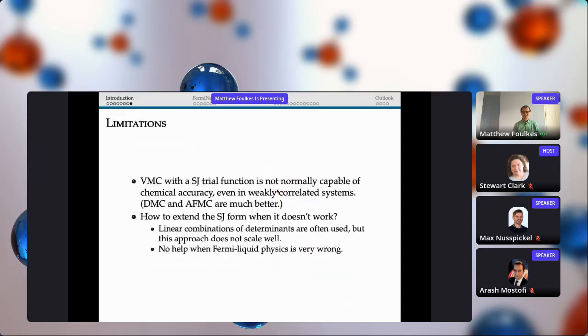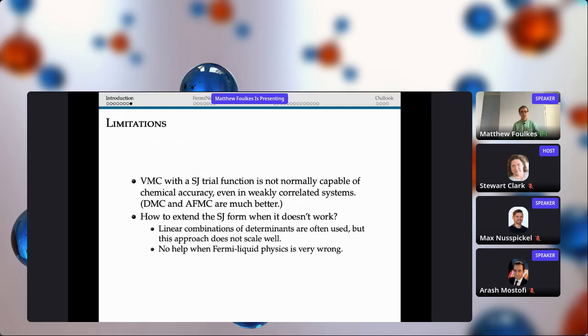That gets complicated. Limitations: this kind of simple trial wave function I just talked about is not anywhere near capable of chemical accuracy. In fact, it's not really much better than DFT. It just has different weaknesses from DFT.